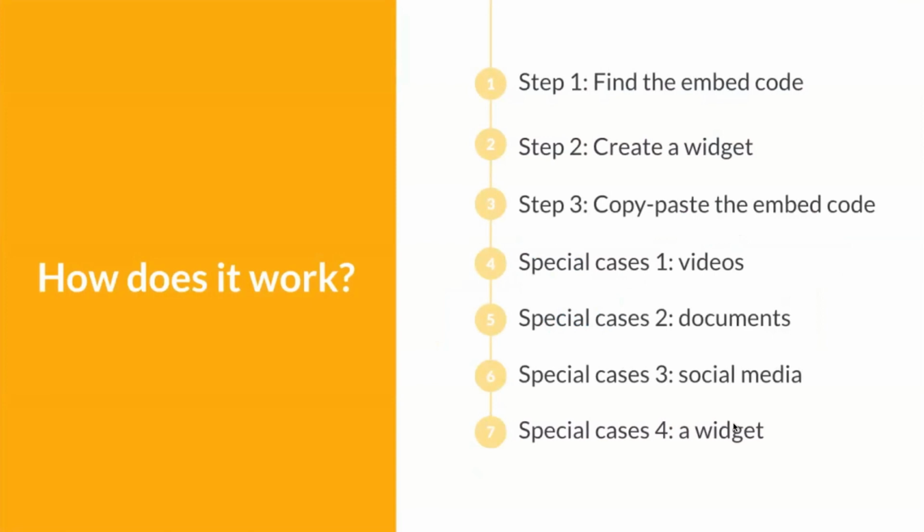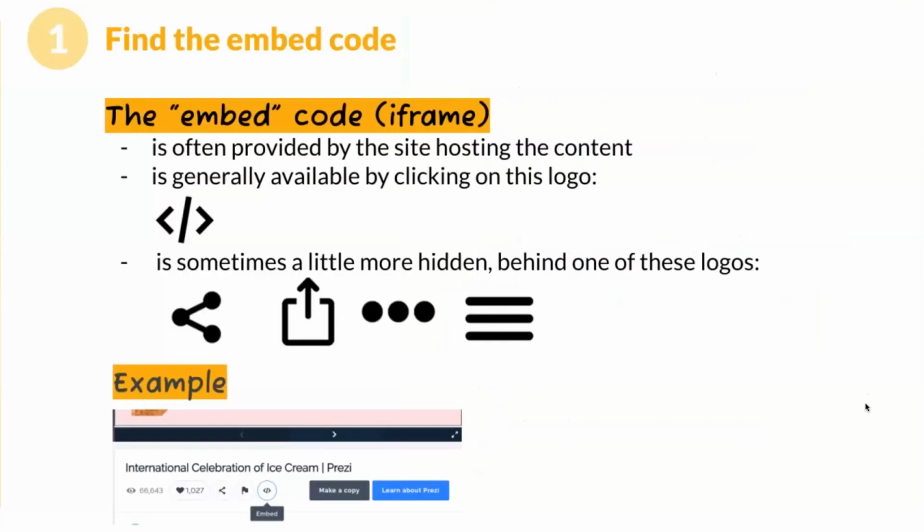Okay, so how does all this work? I keep mentioning this embed code. First off, no matter what tool you're using, you've got to find that embed code. You're going to create the widget, then copy and paste that embed code. And then there are some special cases for video, document, social media, and widget. So for videos and any tool that has an embed code, you have to go find the embed code first. Go to YouTube, go to Geogebra, Prezi, wherever it may be, and find that code.